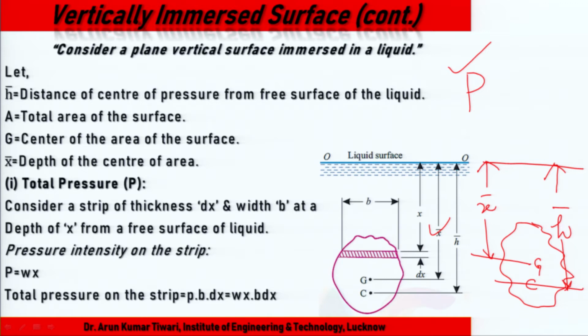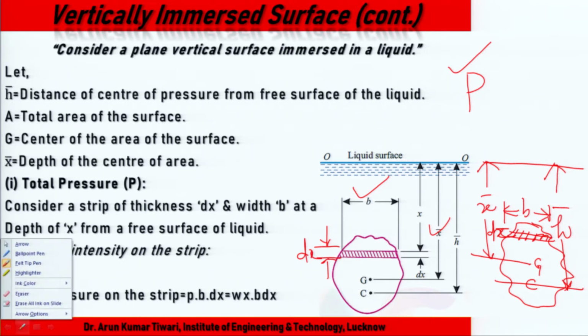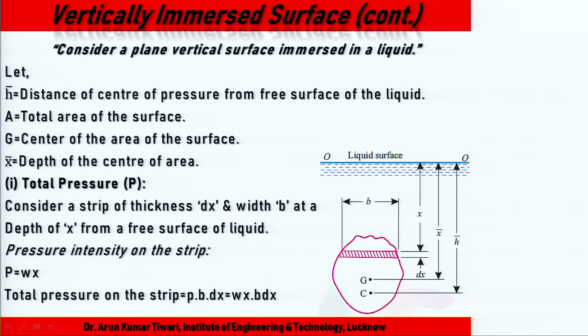So, in this case, how do we calculate it? Simply we take a strip whose width is B and thickness is dx. The area of the strip is B into dx.